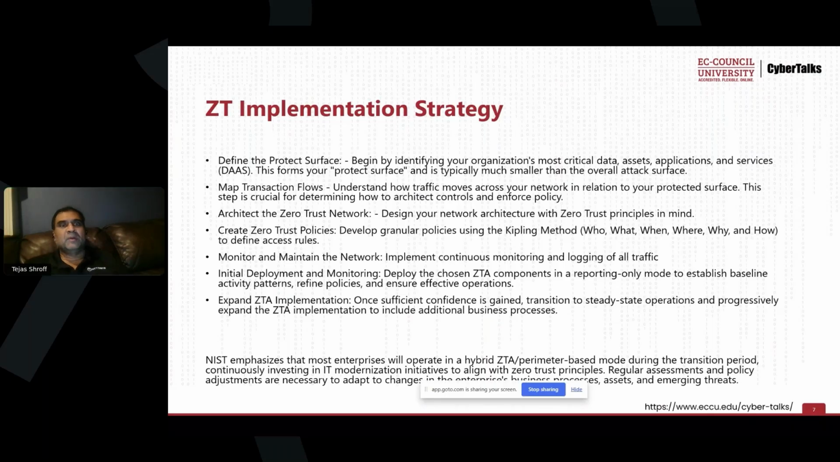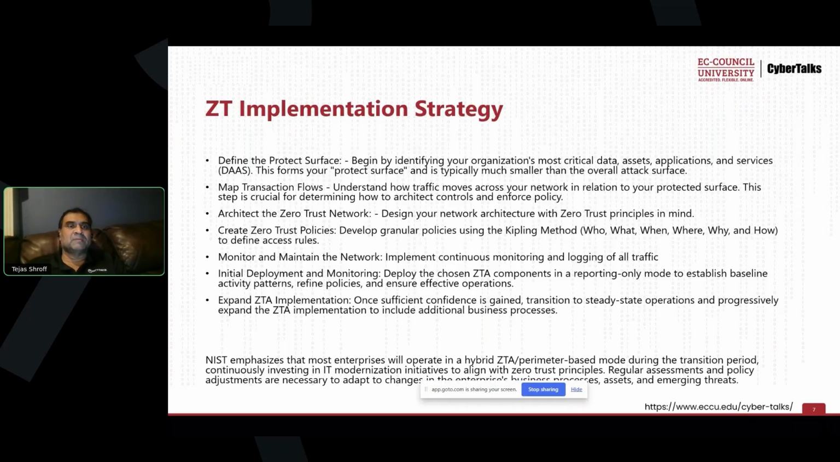Right? You need to develop your granular policies, the 5 W's and a how. Right? Who needs to get access? What do they need access to? When should they get it? Like, is there a time frame only when they should get the access? Where do they get the access? Why should they get the access? And how do they connect? You're basically granting access based on the Kipling method, which is 5 W's and a how.